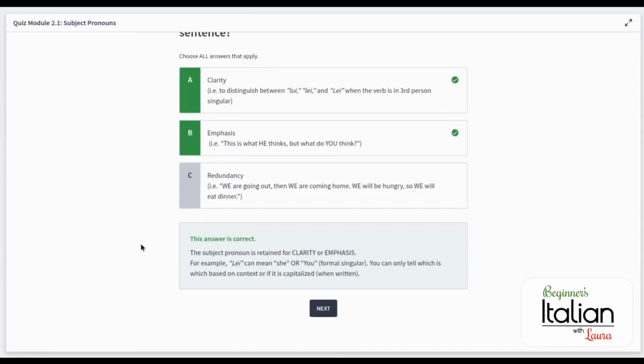Okay, so letters A and B are correct. C is incorrect because we don't want to create redundancy. We want to reduce redundancy. So the subject pronoun is retained for clarity or emphasis. For example, lei can mean she or you in the formal singular. You can only tell which is which based on context or if it is capitalized when written.